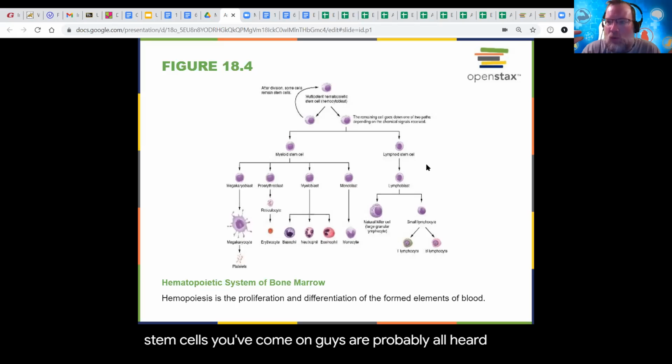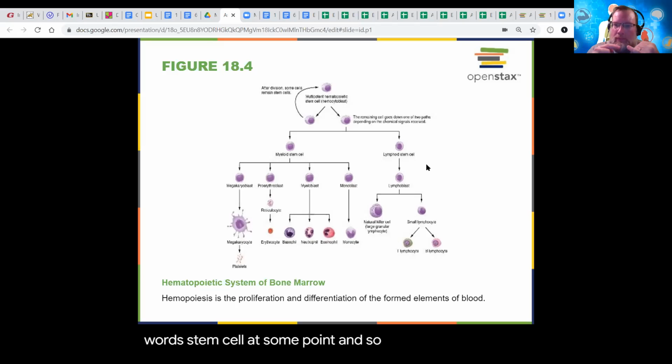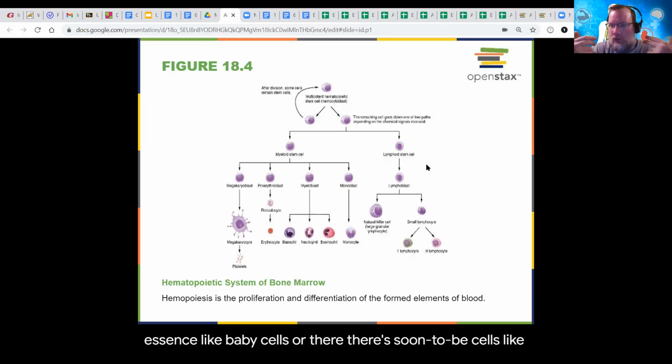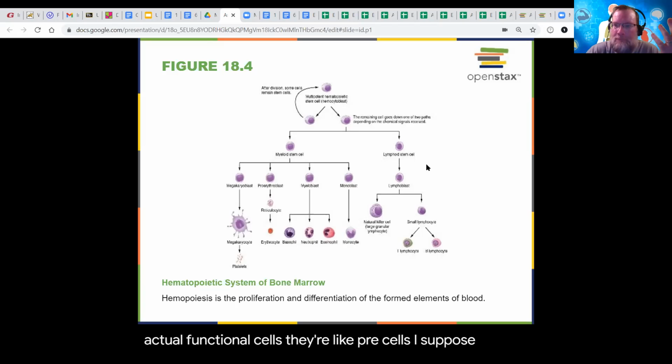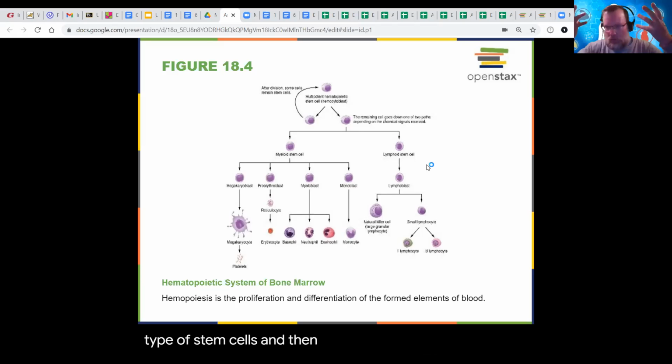You guys have probably all heard the words stem cell at some point. Stem cells are in essence like baby cells, or soon-to-be cells, like actual functional cells. They're like pre-cells, I suppose. We have stem cells certainly when a gamete, a sperm, meets another gamete, an egg, and we have fertilization. Right away, we're going to have the differentiation of cells into tissues and organs into all of these different layers, and those are all a certain specific type of stem cell. And then once we're born, our bodies are going through this constant process of producing different cells, right? Very few cells live the lifespan that we live, right? Like maybe neurons, right?